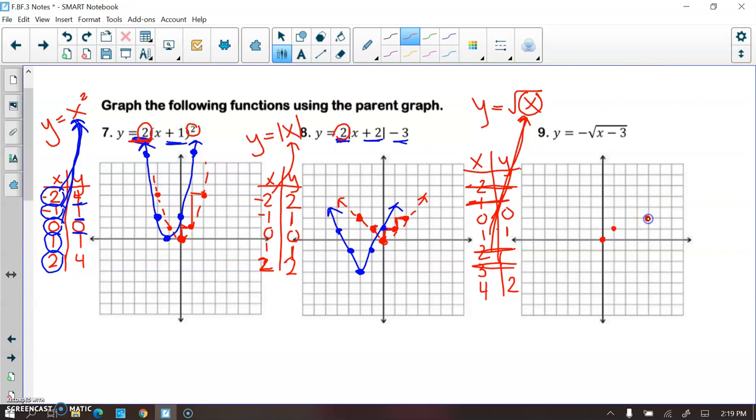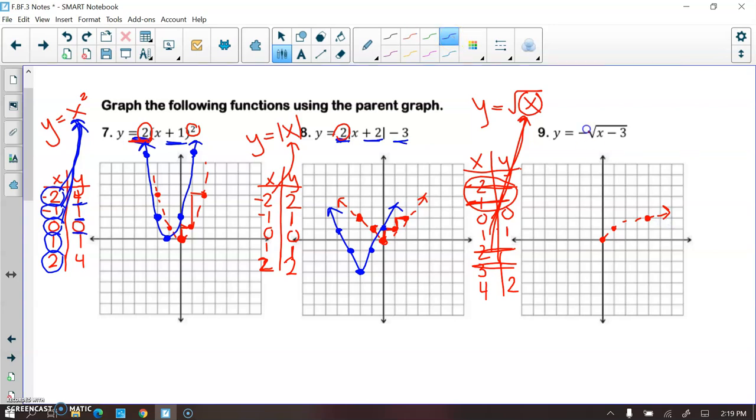Now it stops at (0, 0) because any of these negative values, remember, are going to give you imaginary numbers. So your graph's going to look something like this, where it stops at that (0, 0). It doesn't go past the (0, 0). So that's our parent function.